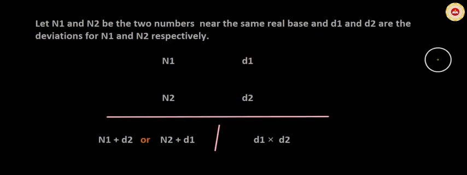So before beginning the actual working steps, we have to write the two numbers n1 and n2 like this, one below the other. Then write the deviations exactly in front of them. Draw a horizontal line. Now we will calculate the answer in two parts. This is the RHS, or right part, and this is the LHS, or left part.